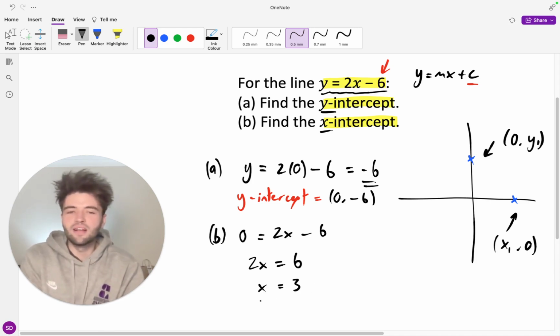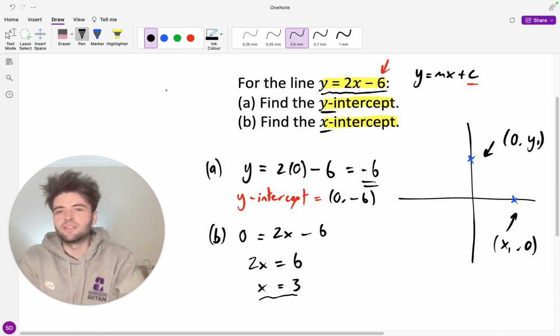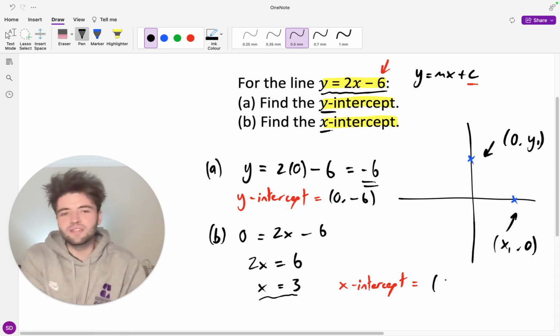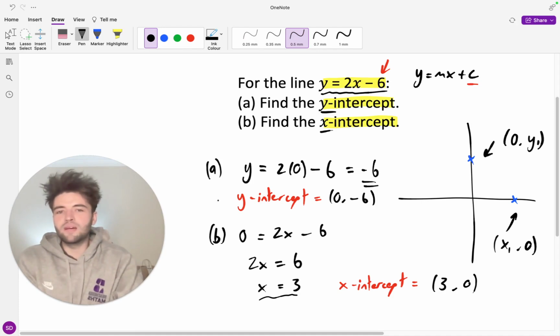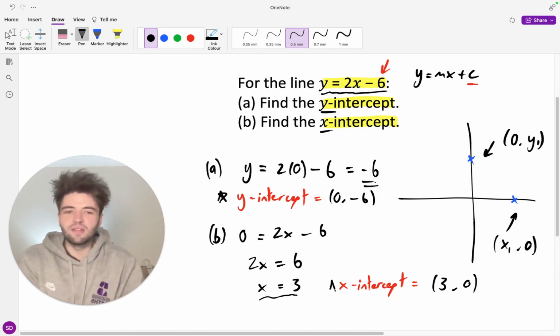So that's going to be our x coordinate for this. And so our actual x-intercept is going to be the point 3 comma 0. That's what we're looking for here, the actual point. And so now we've found our y-intercept and our x-intercept, and that's it for this one.